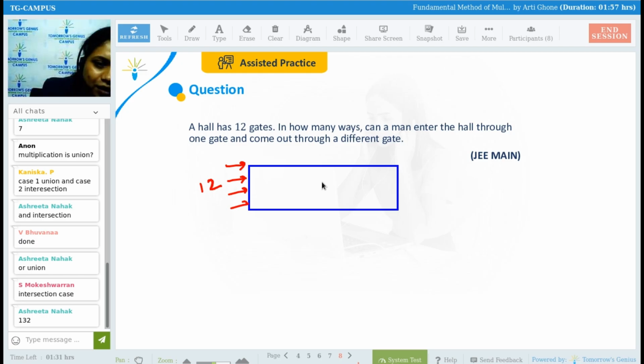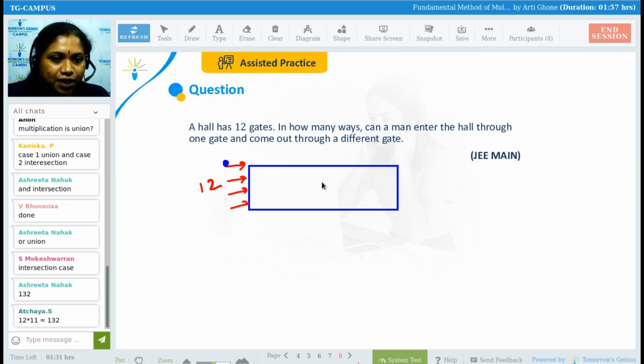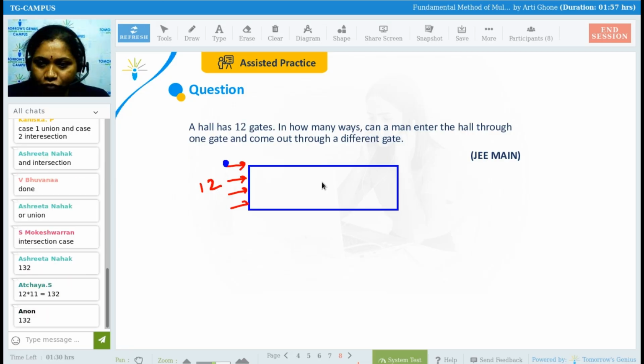Now see, I know you are going to get confused in this. For example, I am using this gate. Obviously, if this is the entering gate for me, then automatically the remaining gates are exiting gates for me. Yes, now you got the concept. If the first one is my entering gate, then the remaining 11 will be exiting gates for me.